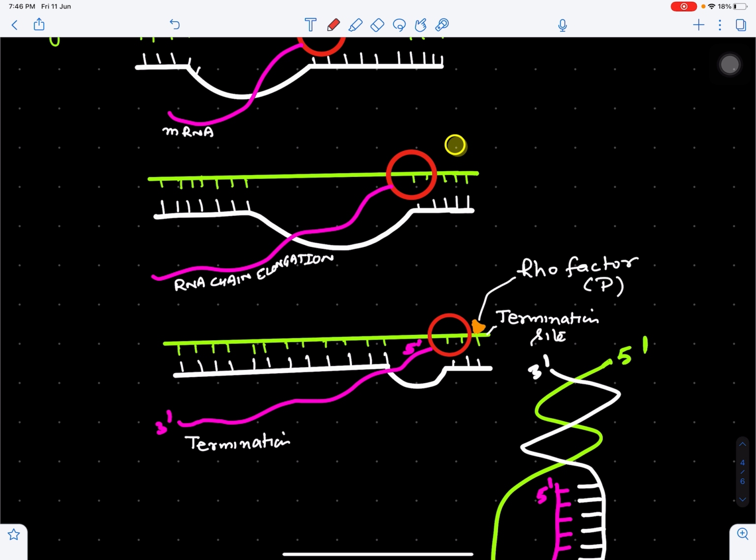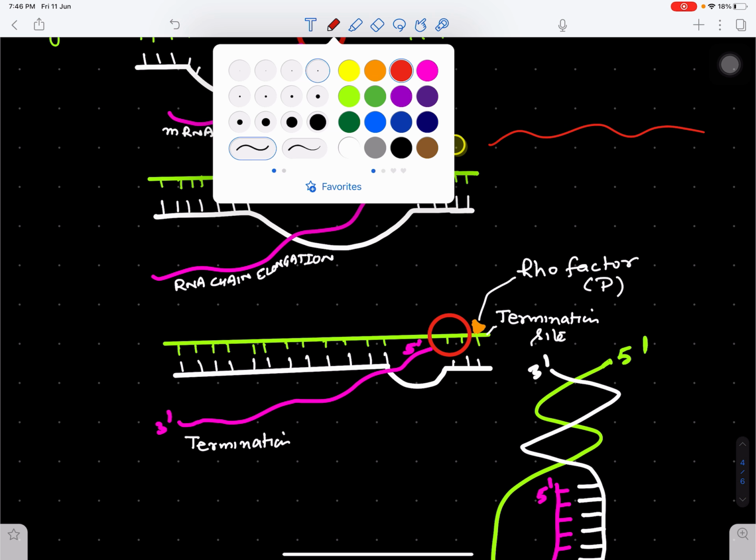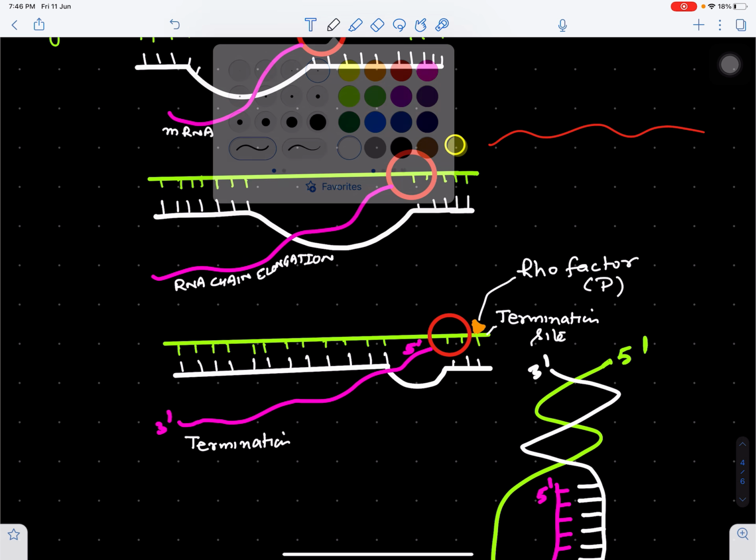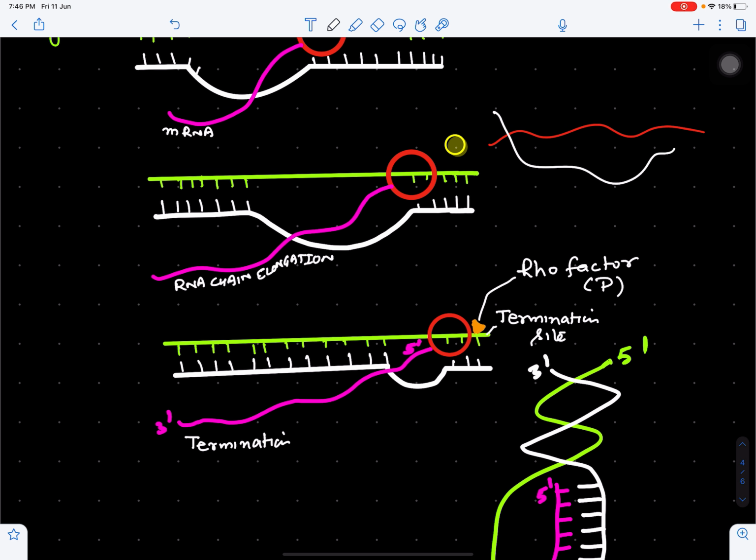So whenever, supposing this is the DNA, this part of the chain is going to form RNA. Now its synthesis has to be stopped over here, so this will be called the terminator region. And we can see here this is the terminator region.